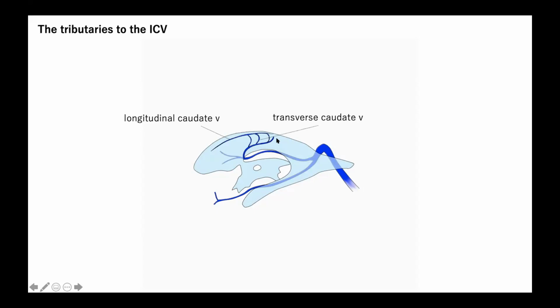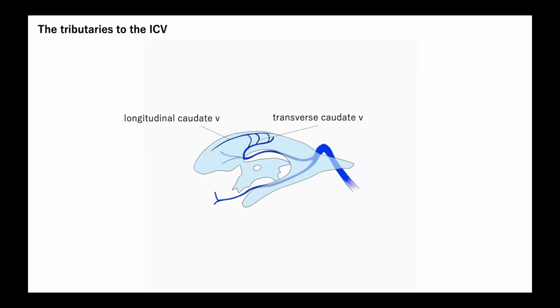I won't be describing all the small veins in the system, but just giving you the outline of what you should know to understand how the system functions. We have the veins that we call the longitudinal caudate vein, and veins that we call the transverse caudate vein. Every time you have a longitudinal one, you will have ladder-like structures that connect them transversely. You have the same thing in the posterior fossa around the brainstem. It's like a network. The veins try to form these kinds of networks everywhere.